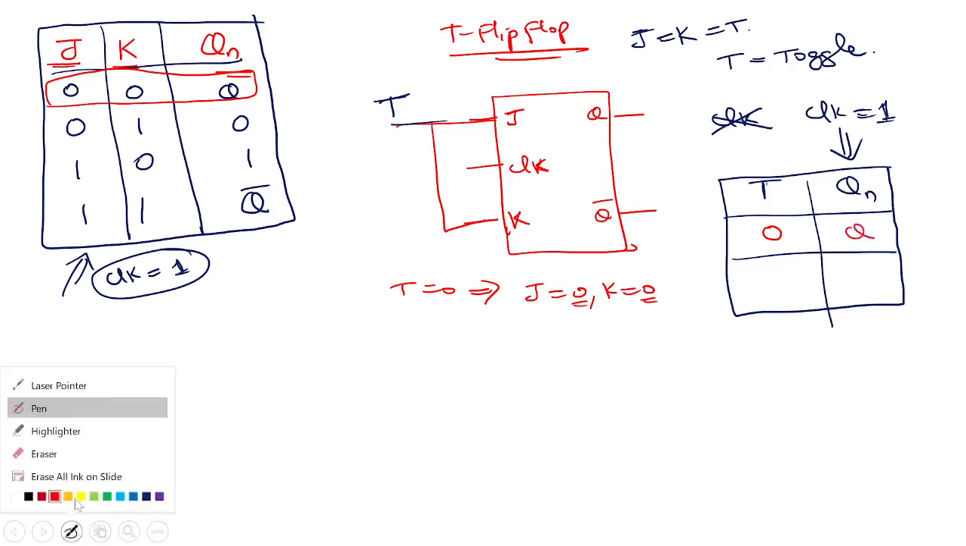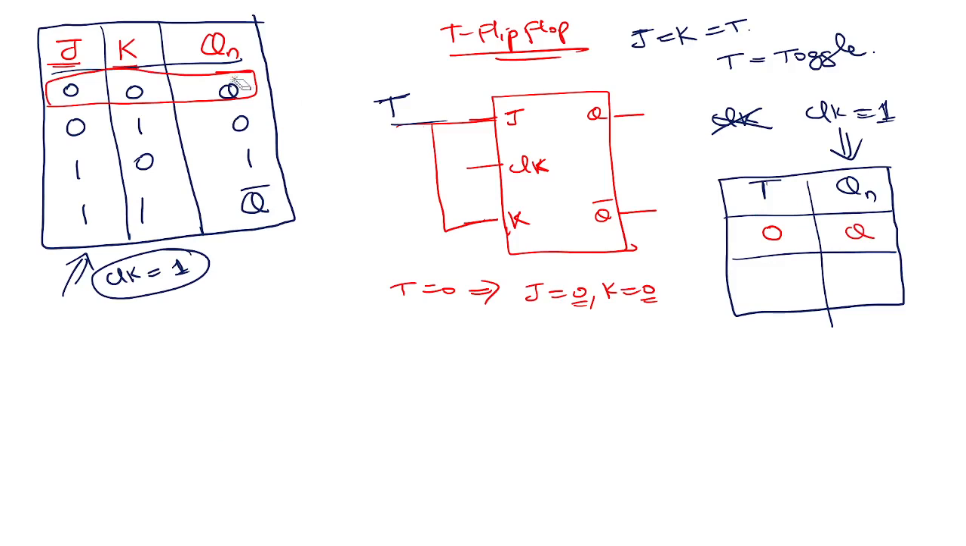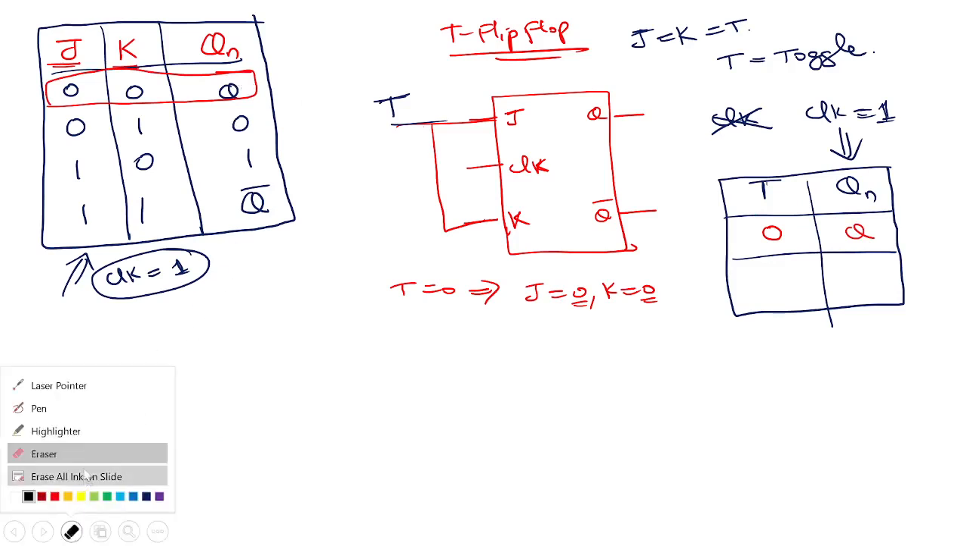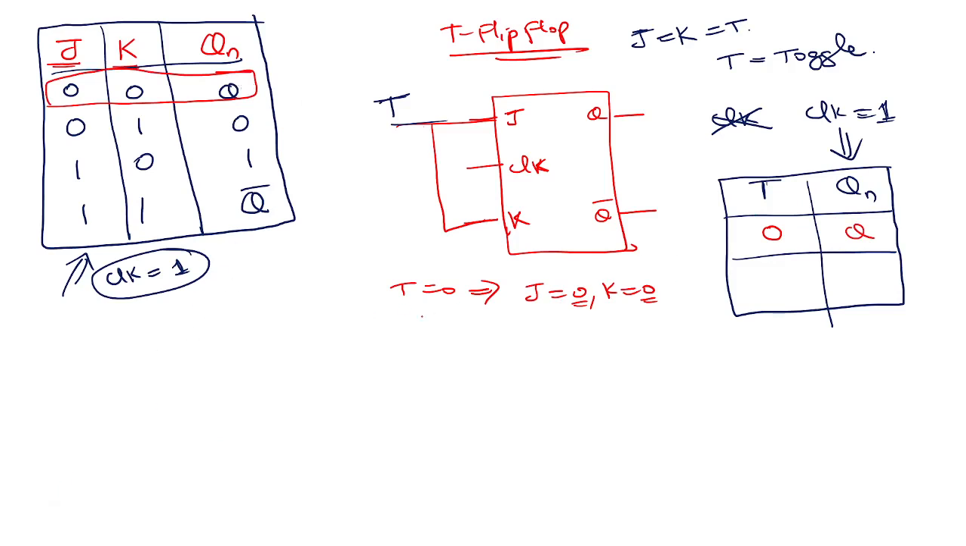Okay, don't get confused here. This is not Q complement, okay? That is just Q. Okay, then if T equals 1, what will happen? J will become 1, K will become 1. And you know already, J equals 1, K equals 1. What is this? Q complement, right?